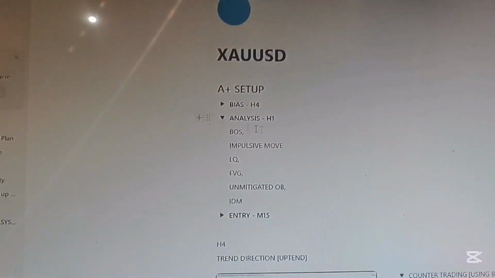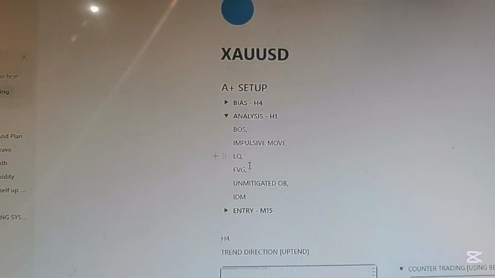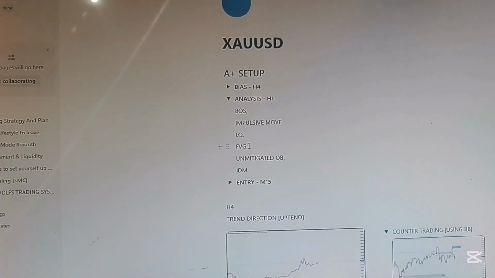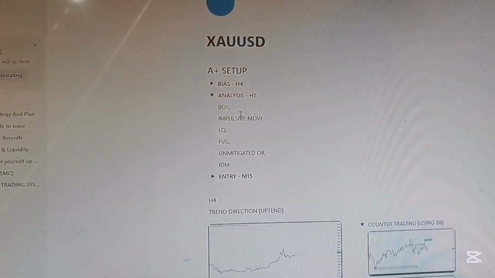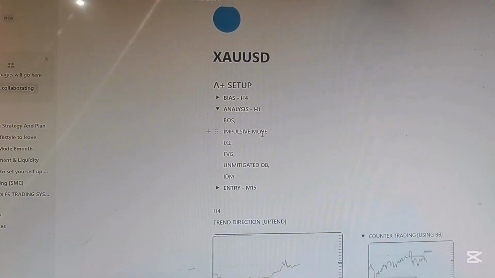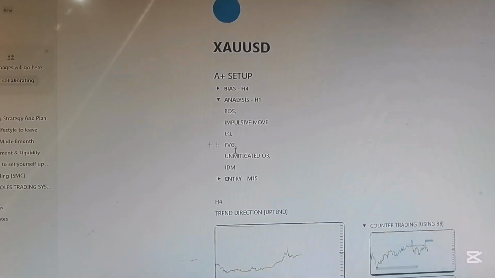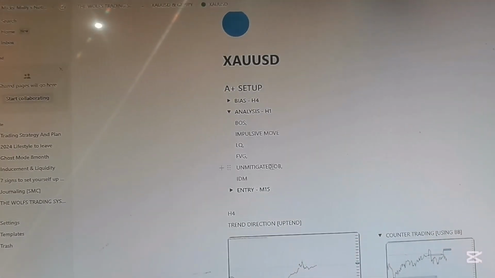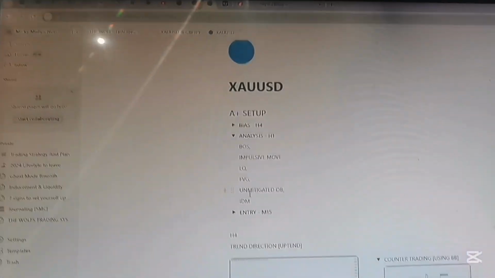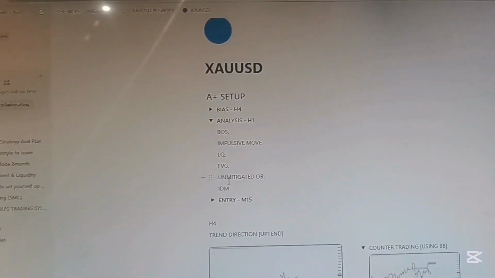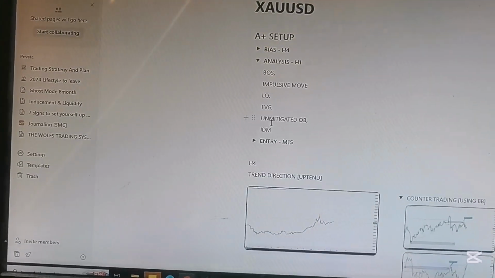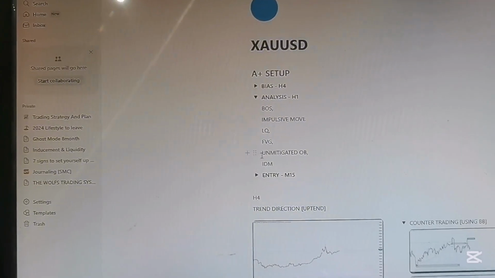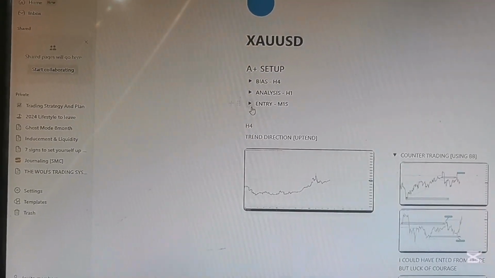You can see, I look for break of structure, impulsive move, liquidity, that's double top, structural liquidity and stuff. So I look for also fair value gap. Definitely when there is an impulsive move, definitely there will be a fair value gap right beside my order block, unmitigated order block. Once price is coming to my zone and reacts as if it hasn't tapped, to trap the FOMO traders.